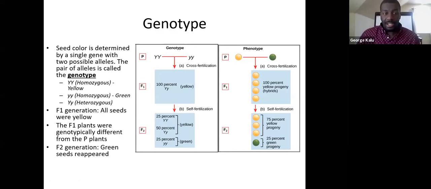The last type of genotype that we can have is called heterozygous. Heterozygous is where you have one of each type of allele, one dominant allele and one recessive allele. So that would be considered heterozygous, hetero meaning different.